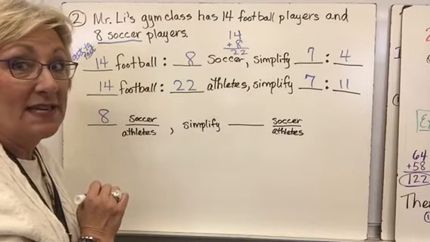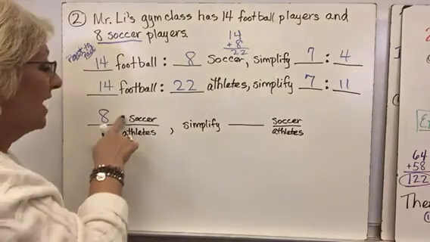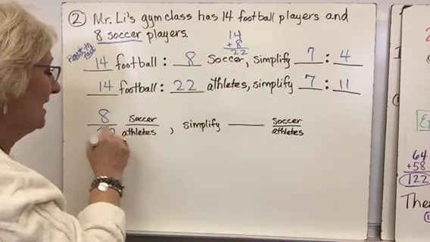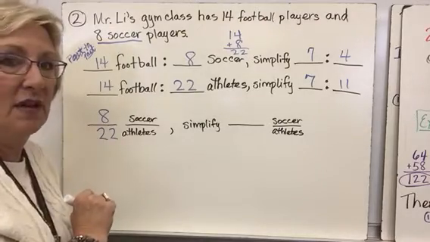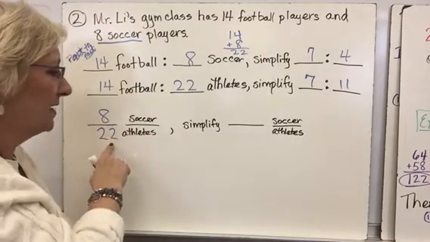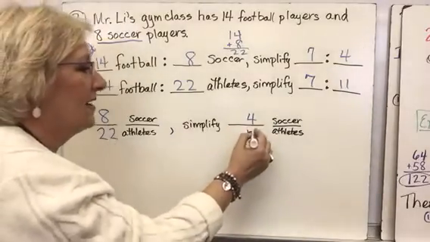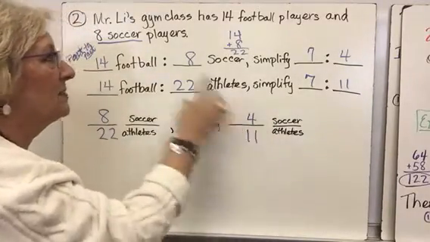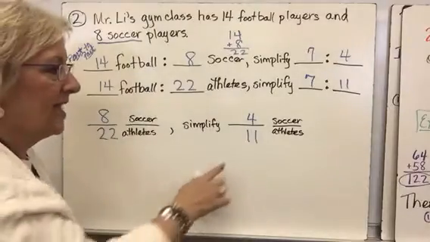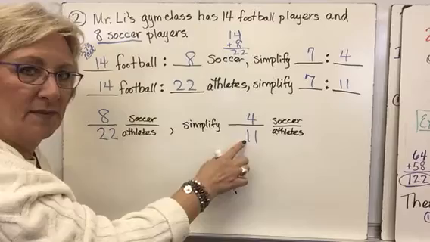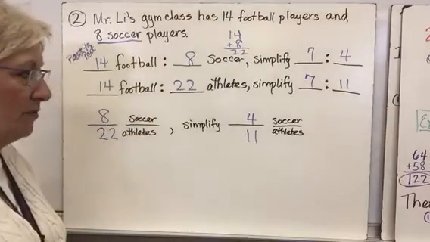Welcome to the office. Sorry about that. As you can see, I'm still at school. So I've got 8 soccer players to the total number of athletes, which is 22. Again, I've got 2 even numbers, so I can divide 2 into both of these. I will have 4 soccer players to 11 athletes. So in Mr. Lee's particular gym class, I will have 4 soccer players to every 11 athletes, when it comes to looking at soccer players and football players.